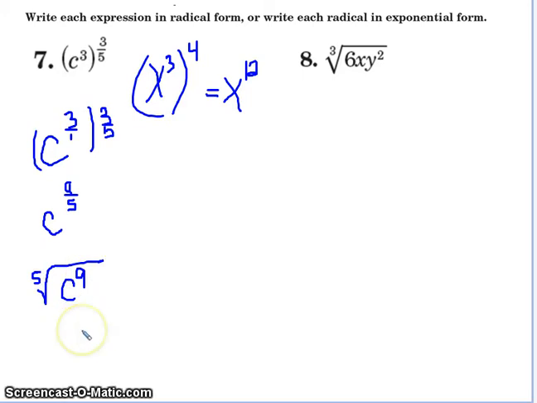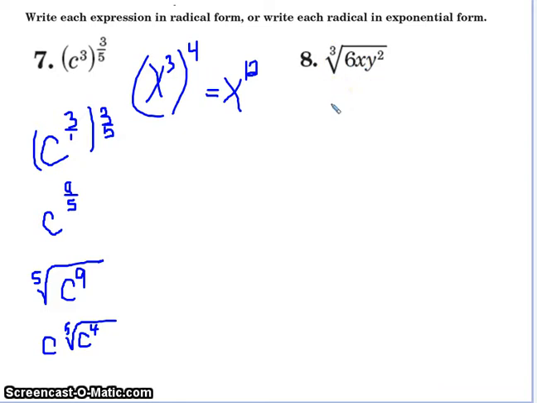Now we can simplify this because if we were to list out 9 c's, we do have one group of 5. So you can bring a c out to the front, and then if you take 5 of those away, you would be left with the 5th root of c to the 4th.